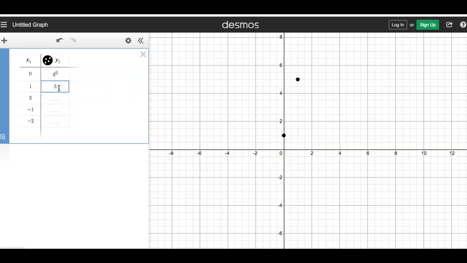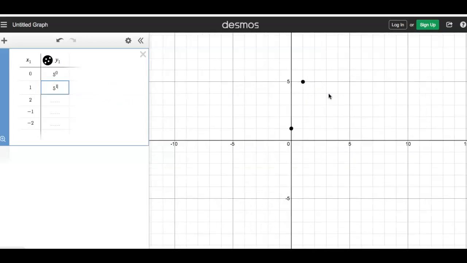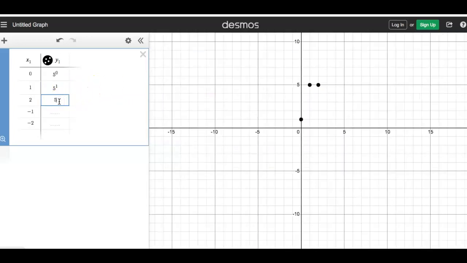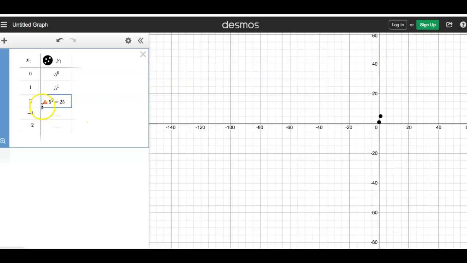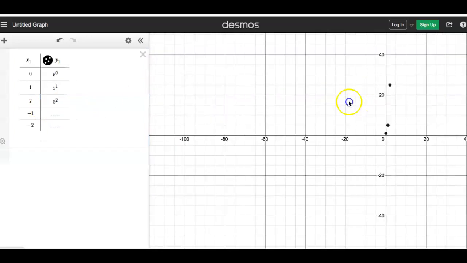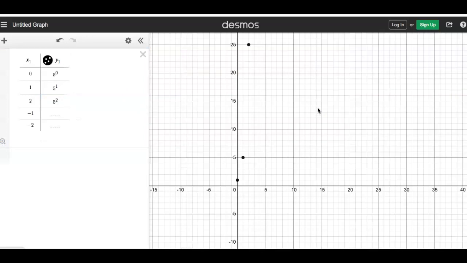If I do 5 to the power of 1, then I get 5. Then if I do 5 to the power of 2, that's going to be 25. I've got to take away the equals 25 so it understands. Okay, so it plots the point (2, 25), because when 2 is the exponent, 25 is my answer. You can see it's going to get really steep on this side very quickly.